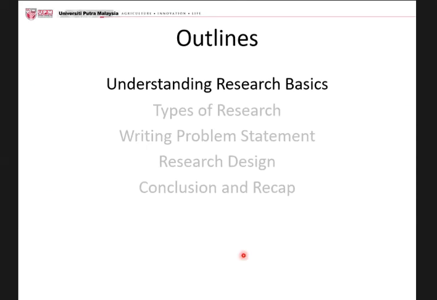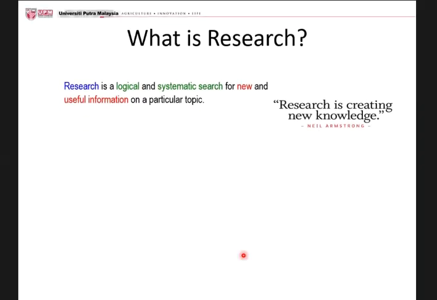Let's look at the first bit, understanding research basics. Research is the logical and systematic search for new and useful information on a particular topic. This is the normal definition. Maybe you went to class and you got this kind of definition. You will get the same definition if you ask ChatGPT or just Google.